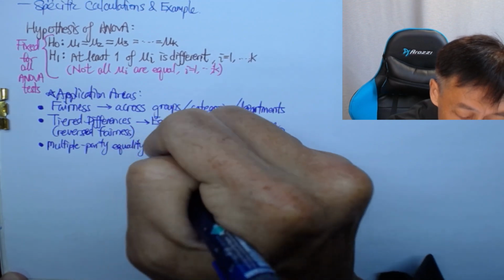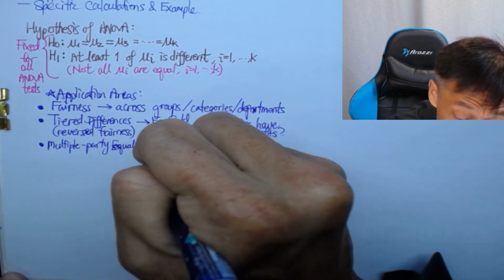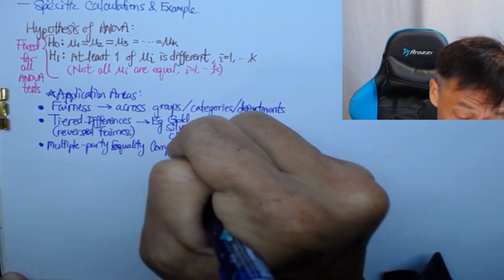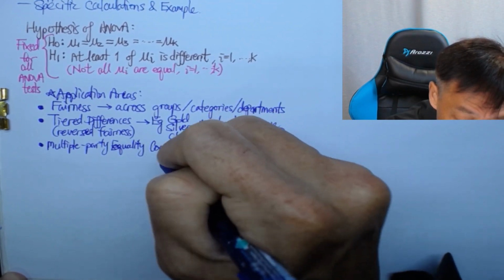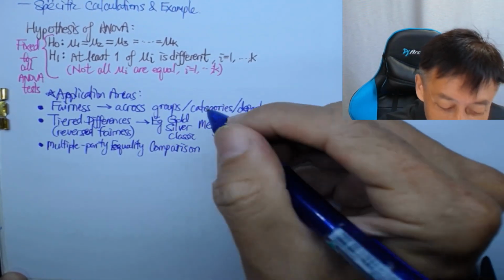Now, why is this different from fairness comparisons? Cannot talk and write at the same time.